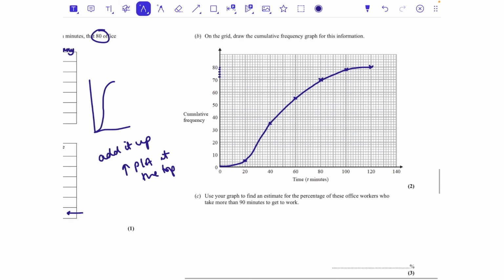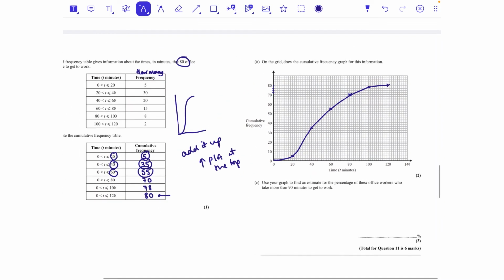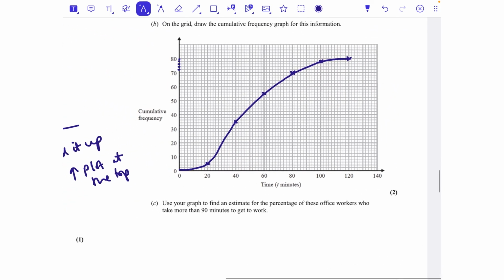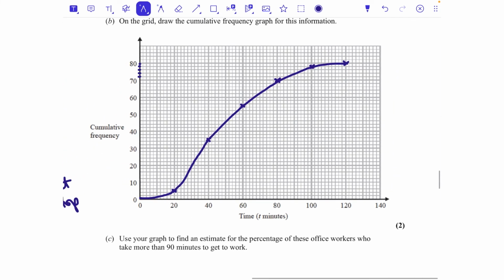I think that's okay. Use your graph to find an estimate of the percentage of the office workers who take more than 90 minutes to get to work. So the lovely thing about a cumulative frequency diagram is that it matches up the values with the position. So if I wanted to know, I've got all of these workers in order from those that took the least amount of time to get to work to the most amount of time to get to work. If I wanted to know how long it took the 50th worker to get to work, I'd just read across, hit the graph, go down, and we'd say, oh, it took them 54 minutes. So I can get the position of any worker and how long it took them to get to work.